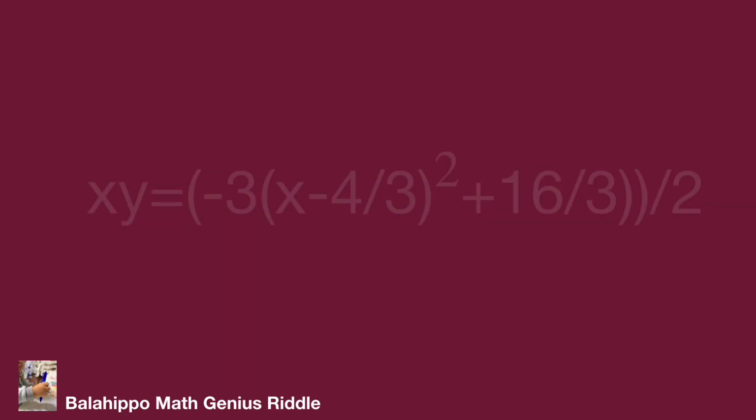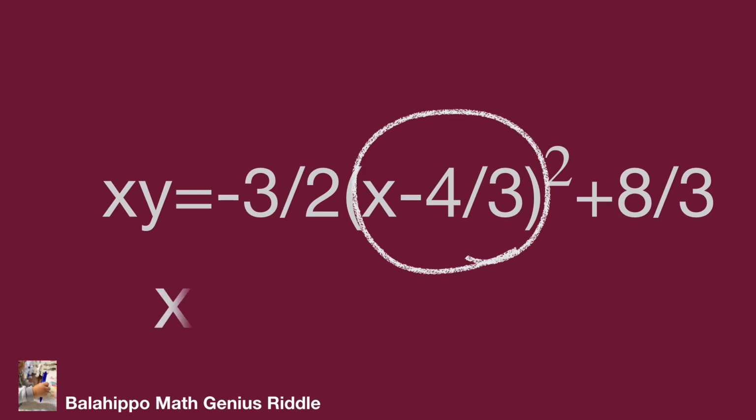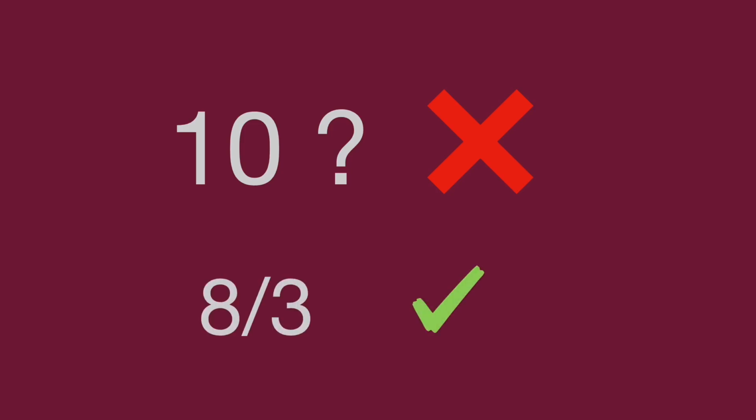Further simplified, xy equals minus 3 over 2 times (x minus 4 over 3) squared plus 8 over 3. Since a square is always non-negative, this can never be positive. So the maximum happens when the square equals 0, meaning x equals 4 over 3, and xy equals 8 over 3. So no, it can't be 10. The maximum is only 8 over 3.